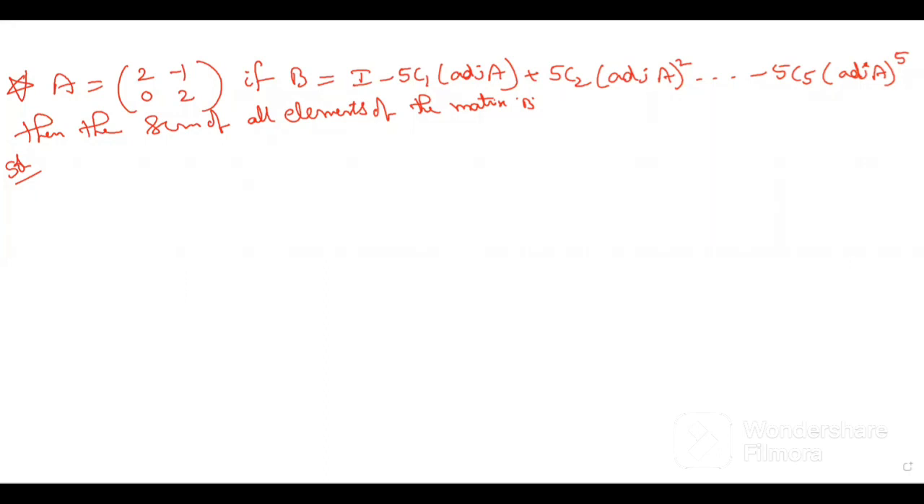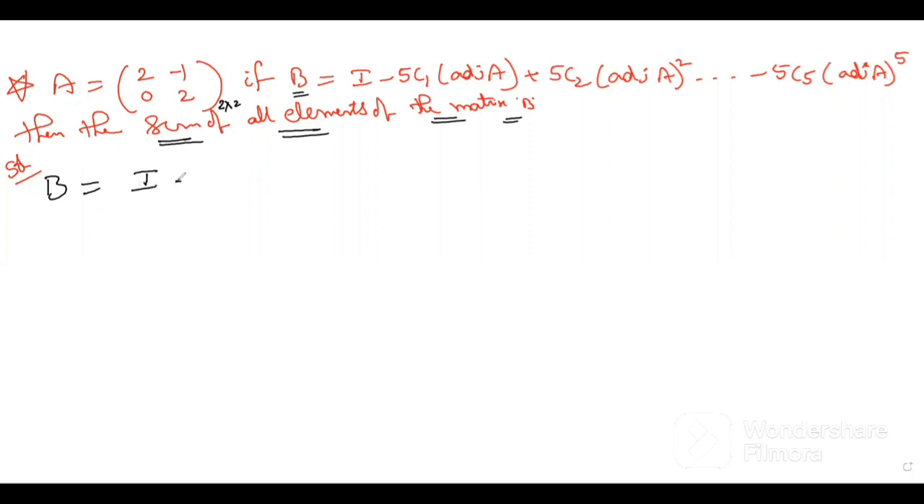Okay, now explain next statement. In the statement, a 2 by 2 matrix A is given as 2 minus 1 0 2. One matrix B is given as I minus 5C1 adjoint of A plus 5C2 adjoint of A whole square minus 5C5 adjoint of A to the power 5. What is required here? The sum of all elements of the matrix B. So B is equal to what is given right here?